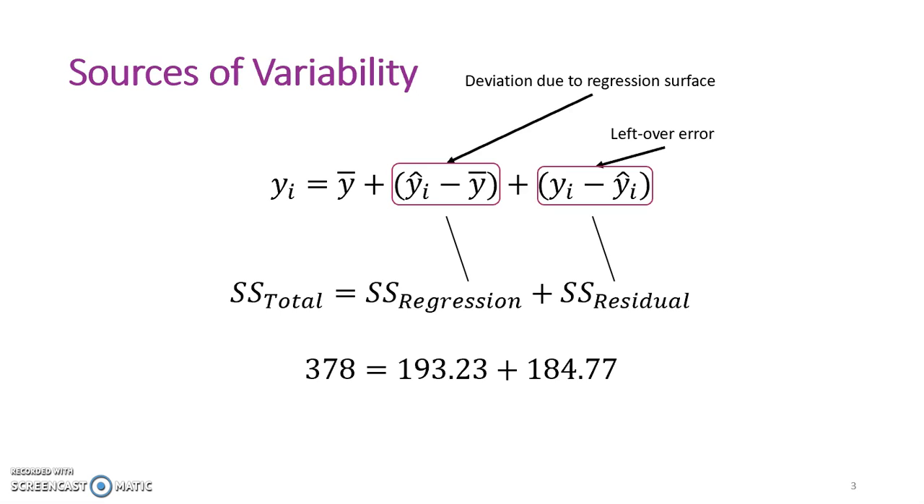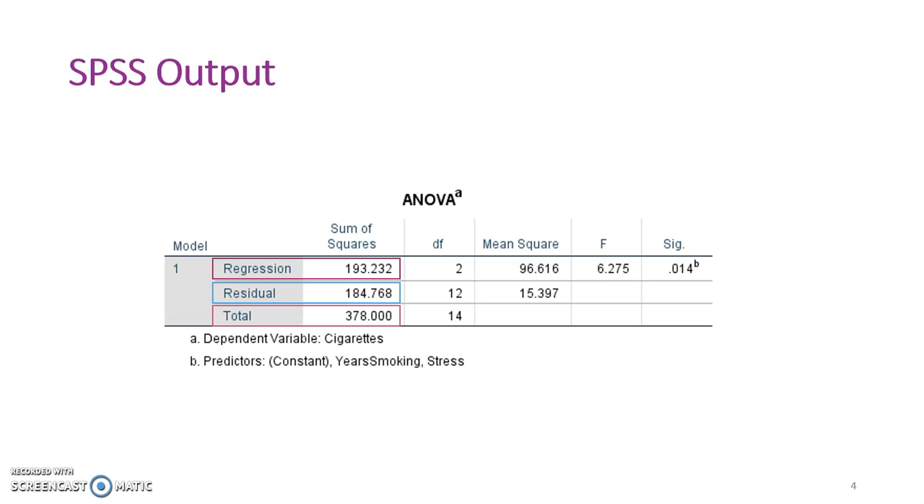So these are the sums of squares from our smoking example. The total sums of squares was 378, and it can be partitioned into the sum of squares from the regression, the systematic influence, and the sum of squares residual, which is the leftover error. And here's where we can find those sums of squares in the SPSS output. I've highlighted them in these boxes.